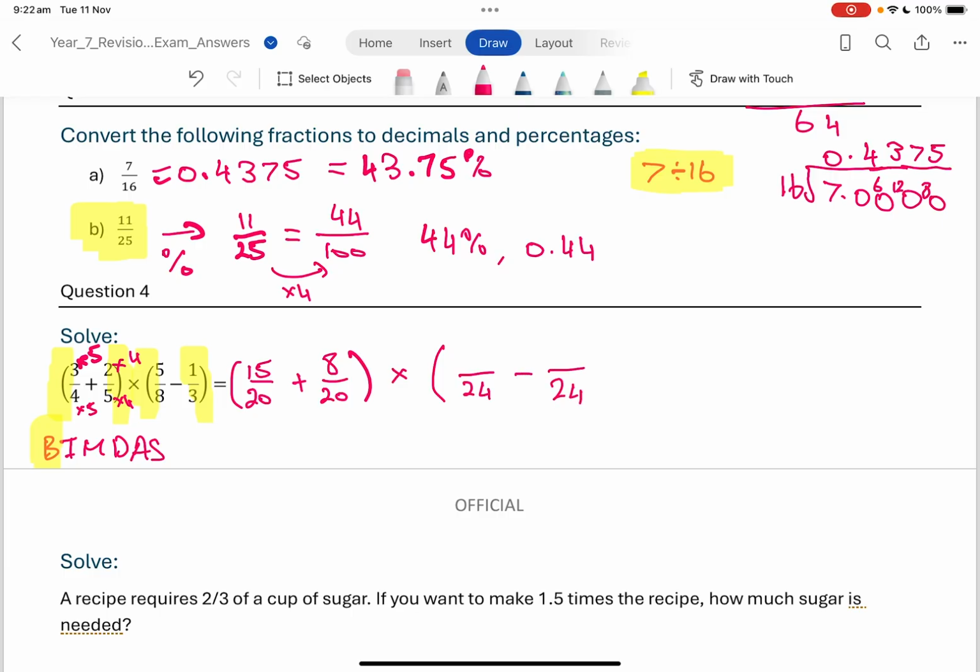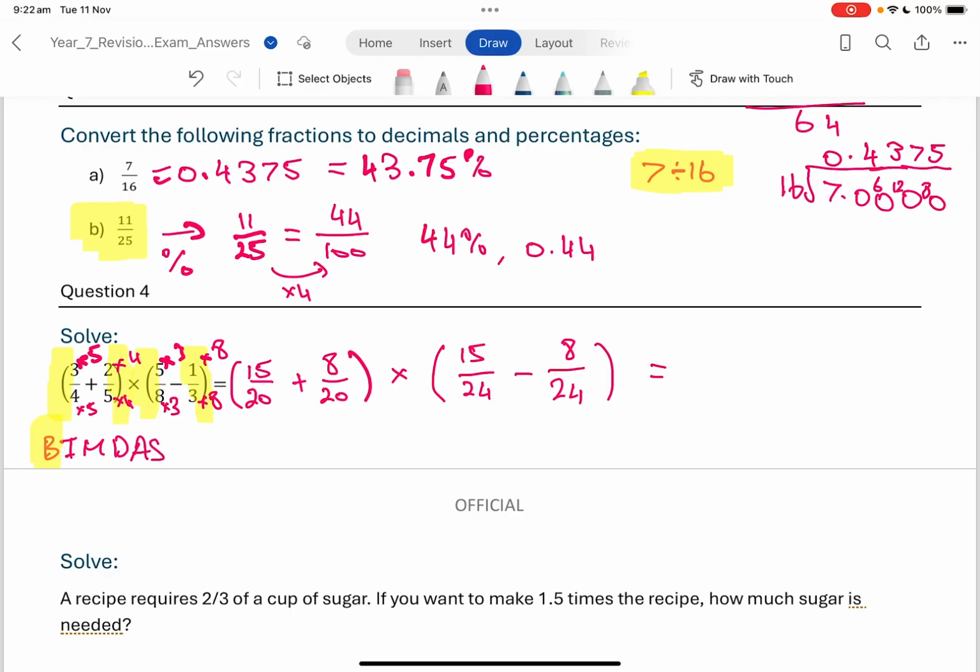To get the first one to 24, I have to multiply top and bottom by 3. And for the second one, I'd have to multiply top and bottom by 8. So for the first one, we will have 15, and the second one will have 8. Let's start working this out now.